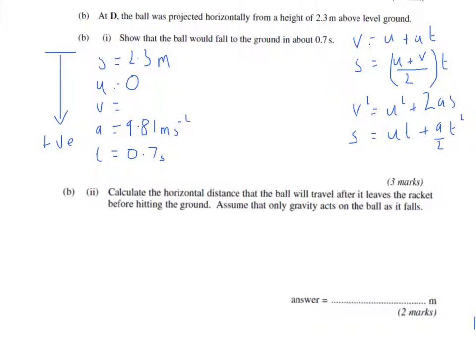There we go. Right, now we basically want T, and we've got S, U, and A. So it's going to be this last one. Okay, so if we put in the values, we've got 2.3 for S equals, now U is 0, so that's just going to vanish, and we're left with A over 2, so that's 9.81 all over 2. Now because it's a show that, you don't actually have to solve this, you can just put in the value for T that they give you.